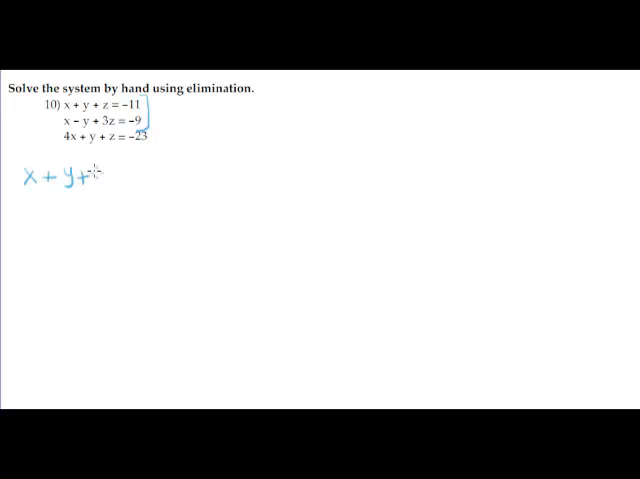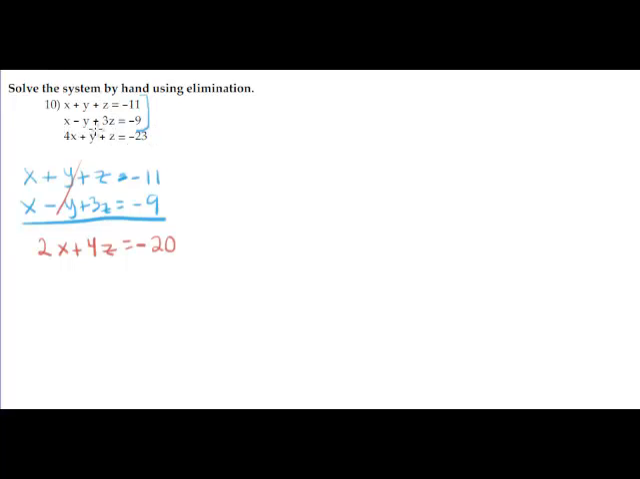So I'm going to rewrite the first 2 equations down here. And then I'm going to cancel out my y's. So x plus x is 2x, z plus 3z is 4z, negative 9 minus 9 is negative 20. Then I want to look back up here. I canceled out my y's once, so that's what I need to do again.